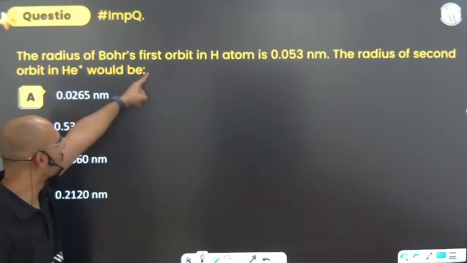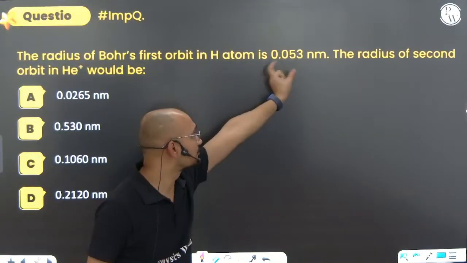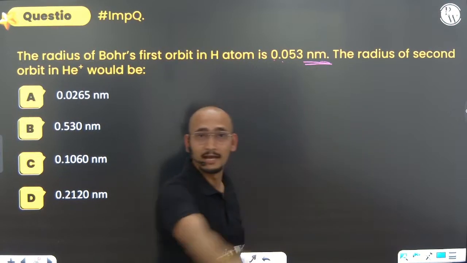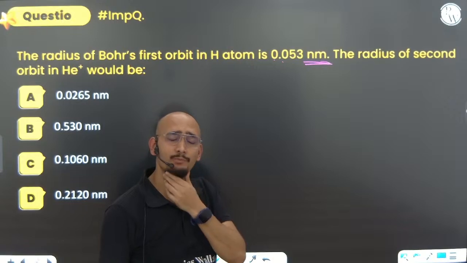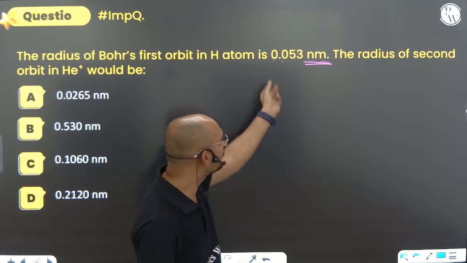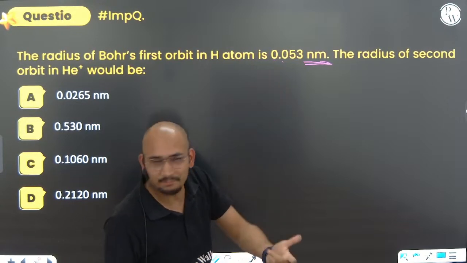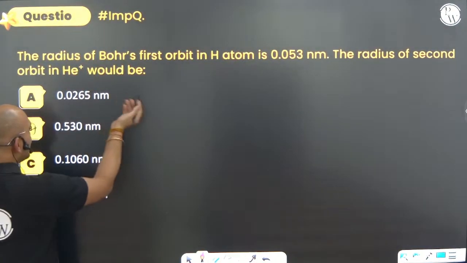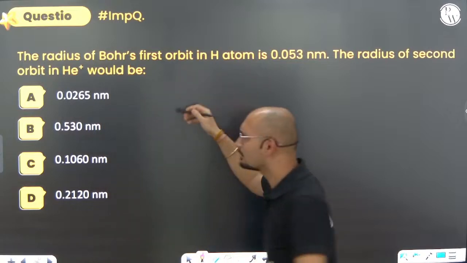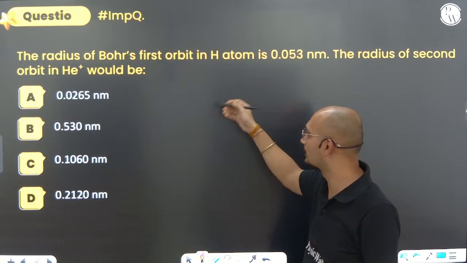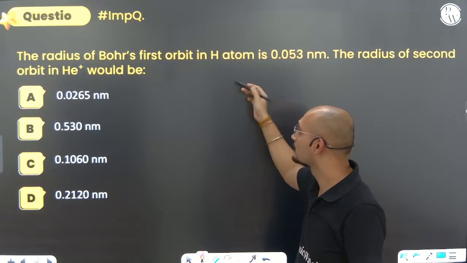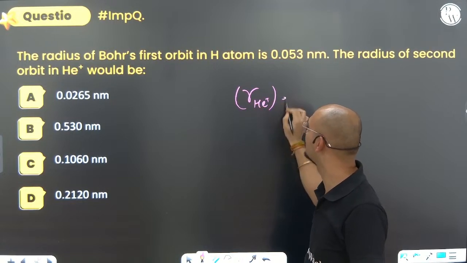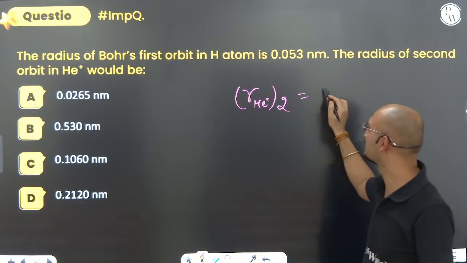The radius of Bohr's first orbit in the hydrogen atom is this much, but it is not given in angstrom. Keep in mind, it is in nanometer. That's why it is 0.053. Otherwise, you would say how much it was? 0.529 angstrom. So in nanometer, it will be 0.0529 nanometer, right? The radius of the second orbit of helium ion will be, right? So the same thing is here also. So what can we say? For the radius of He plus, that too of the second orbit, how much is it?